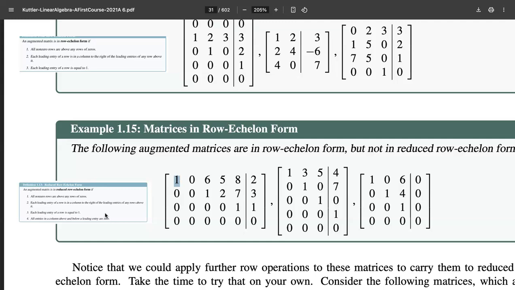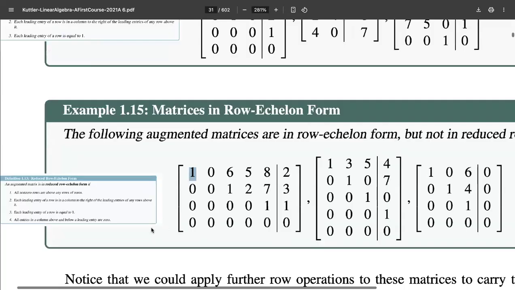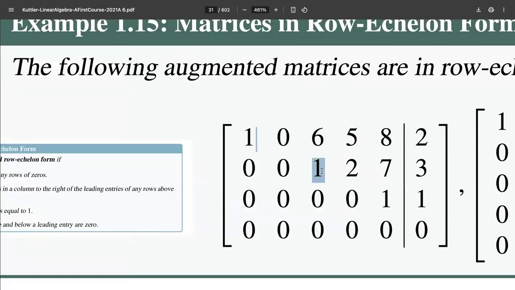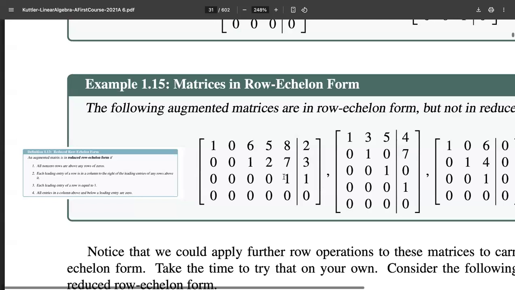It is not in reduced row echelon form because of the fourth condition: all the entries in a column above and below the leading entry need to be 0, but that's not true. For the leading entry of our second row, the entry above it is a 6. It is not a 0. And for the leading entry on our third row, there are 2 non-zero terms above it. So that condition is not satisfied. We can apply the same logic to our second and third matrices, and we can see that they are not in reduced row echelon form, but they are in row echelon form.